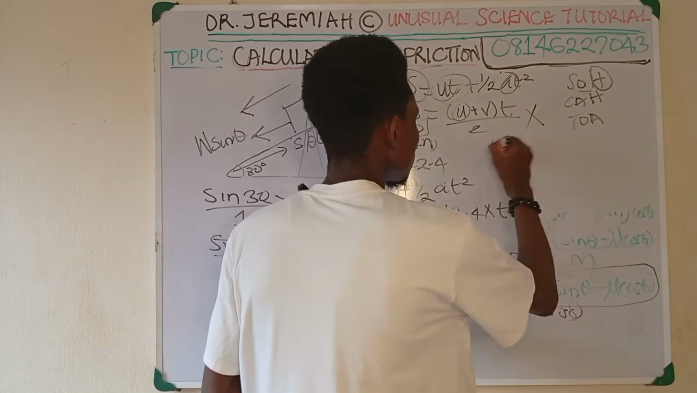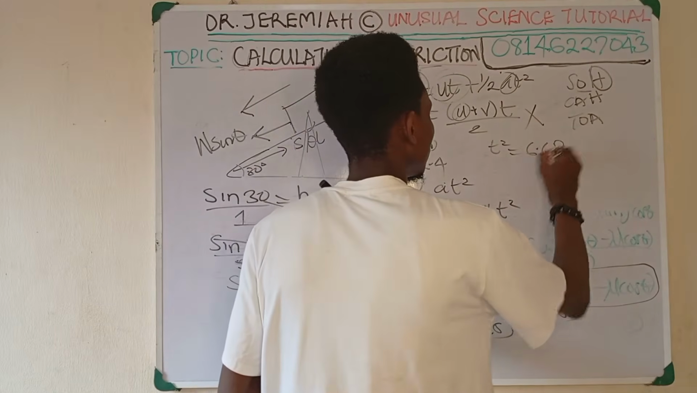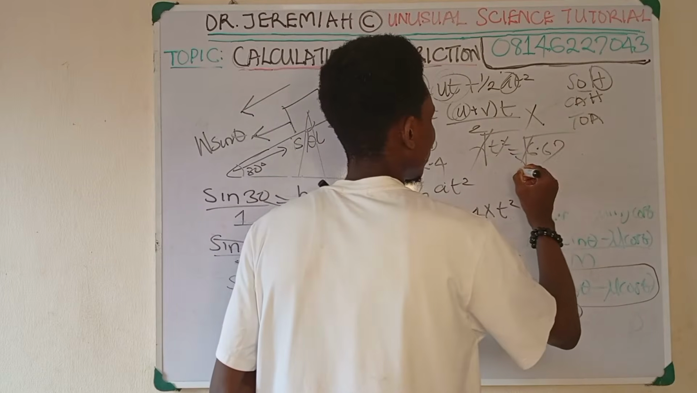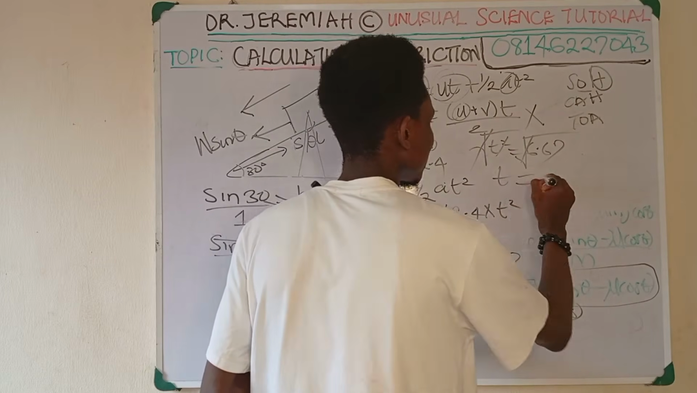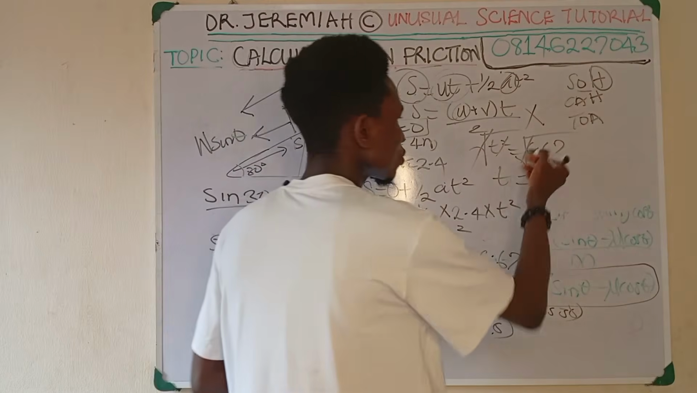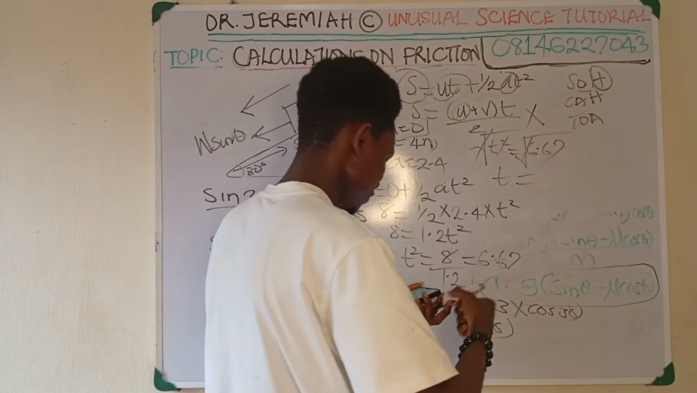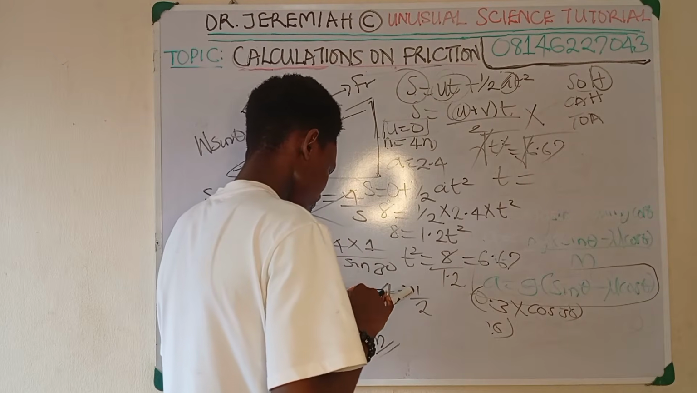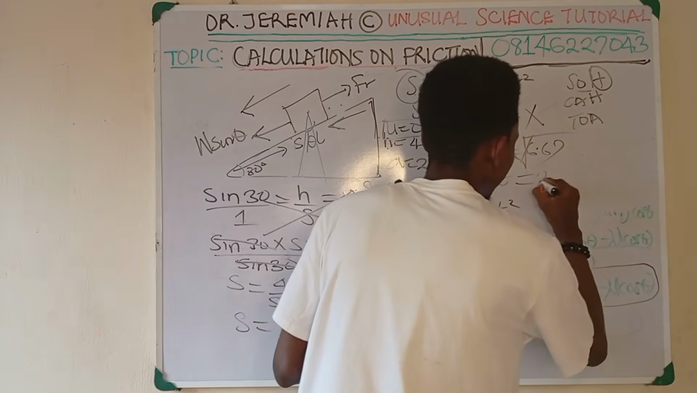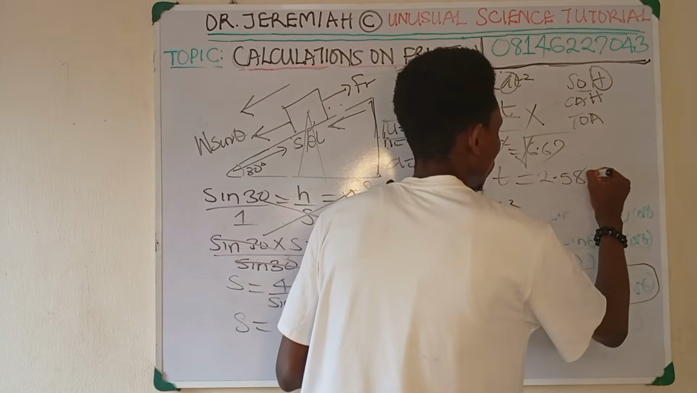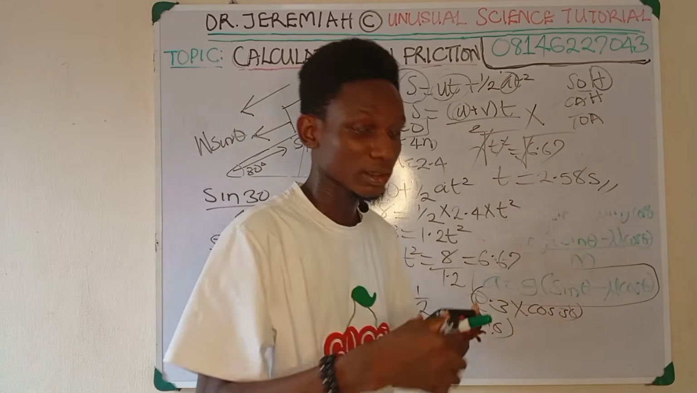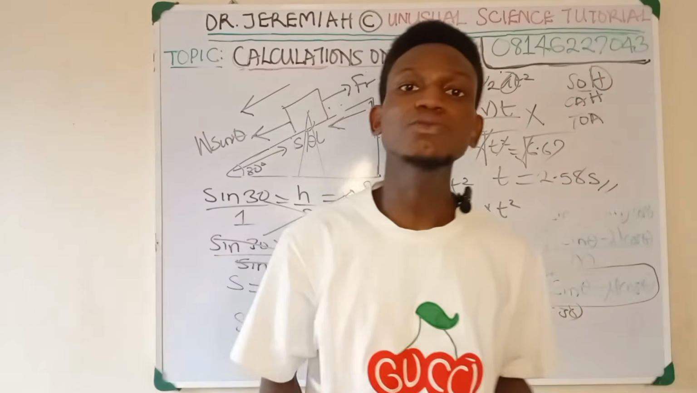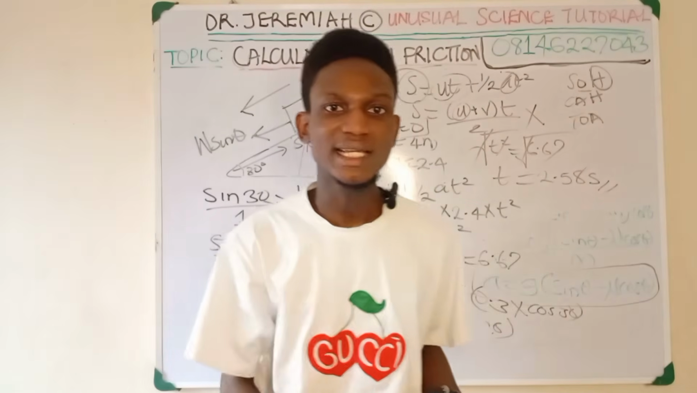Now t square equals 6.67. You take the square root so that t can stand alone, because the square root cancels the square. So the square root of 6.67 should be 2.58 seconds. You see it's a long process, but when you understand the concept, it will be easier for you to solve. I'm just trying to break it down so you can get it.